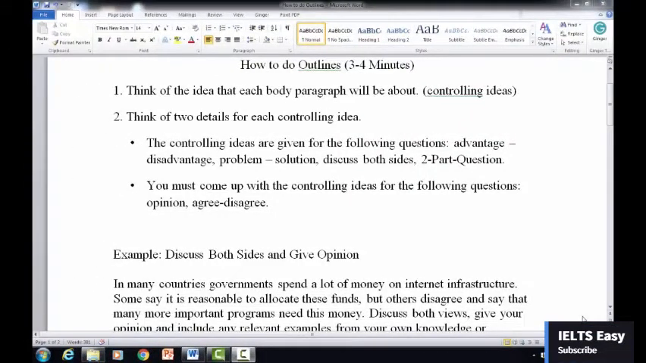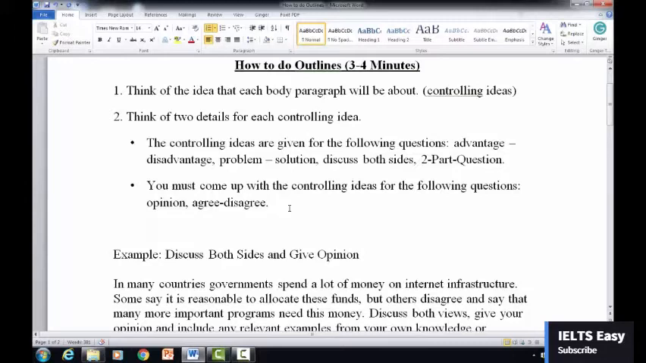Okay, so now let's really get into it, and we're going to be looking at how to do outlines. Right after you understand the question, you take a minute to read the question and make sure you understand it. The next thing you want to be able to do is a really good outline of the question. When I say outline, you're not outlining the introduction. I mean, you're outlining the body.